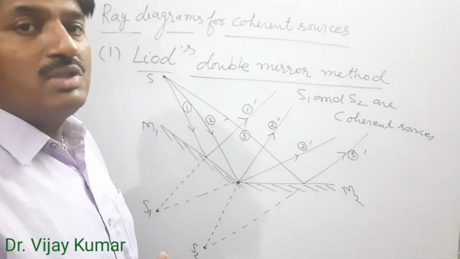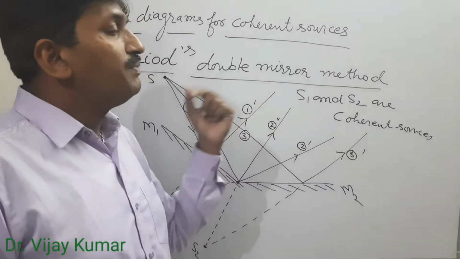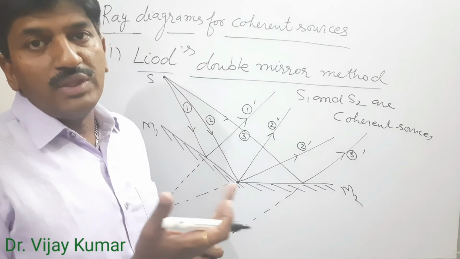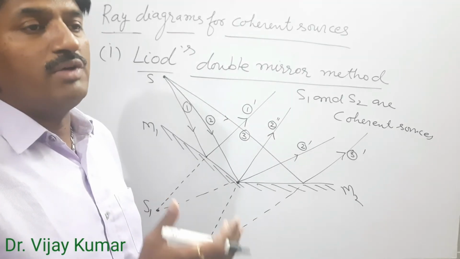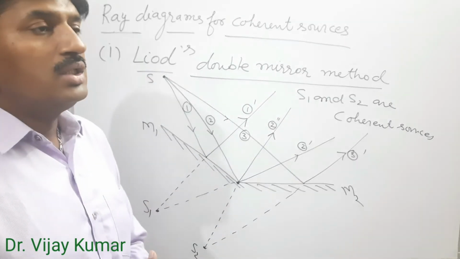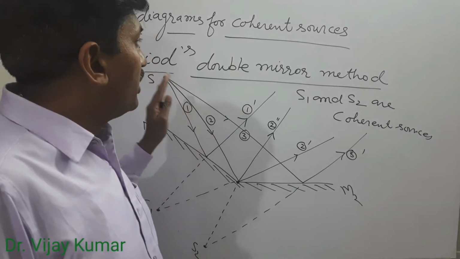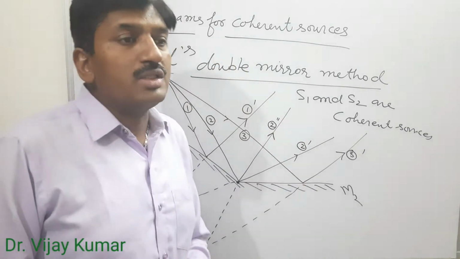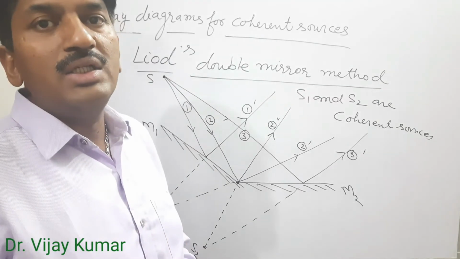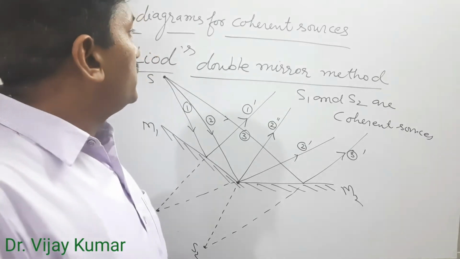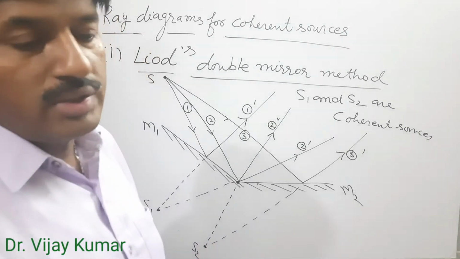So the interference produced by Lloyd's double mirror method is better than the interference produced by the coherent waves of Lloyd's single mirror method. That's why the production of coherent sources by Lloyd's double mirror method is far better than by Lloyd's single mirror method. So this is the third method of production of coherent sources.